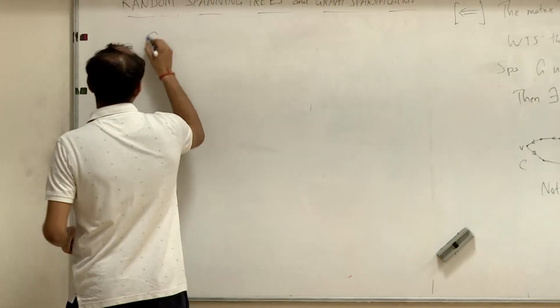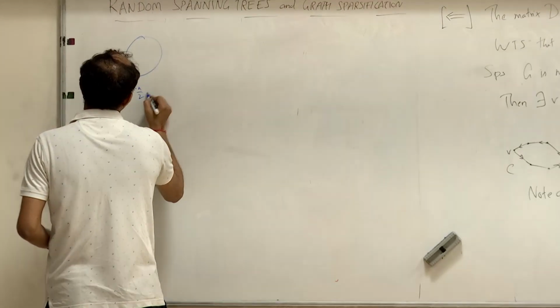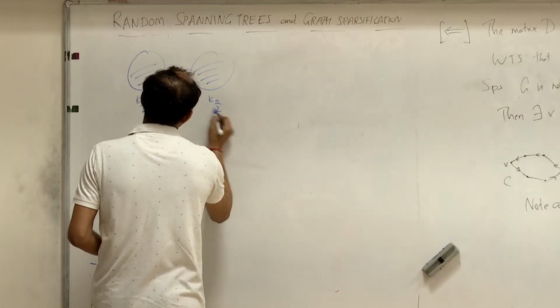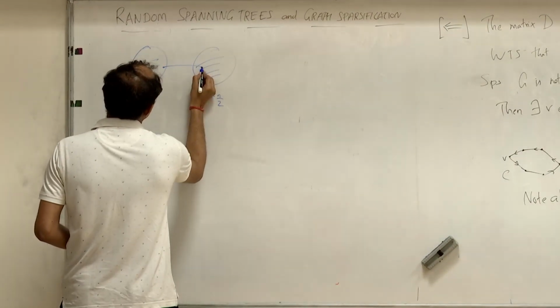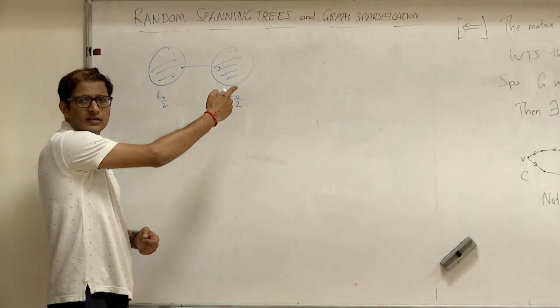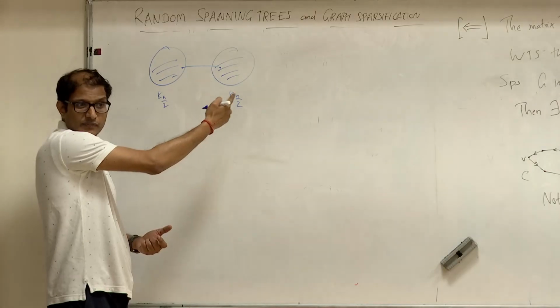So for example, if I have this graph, I have a clique on n over 2 vertices, another clique on n over 2 vertices. The two of them are connected by a single edge. The desirability of this bridge edge is what? The desirability of this edge is 1. It must show up in every spanning tree, right?